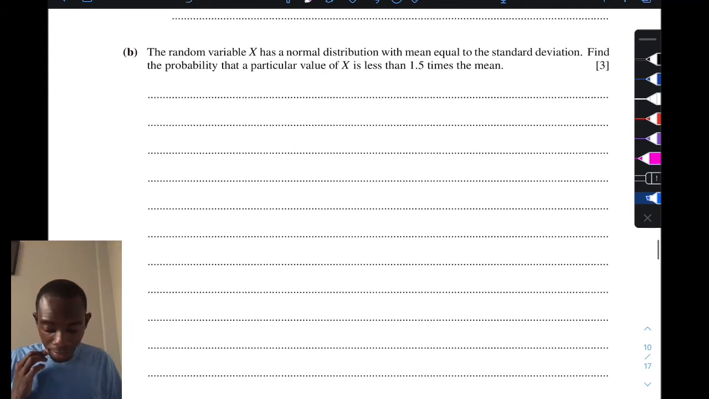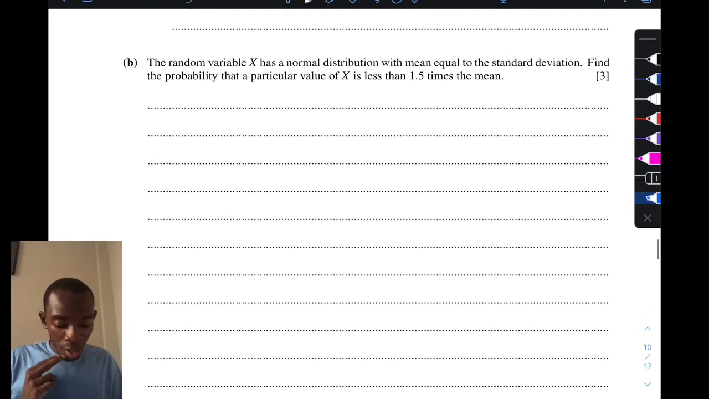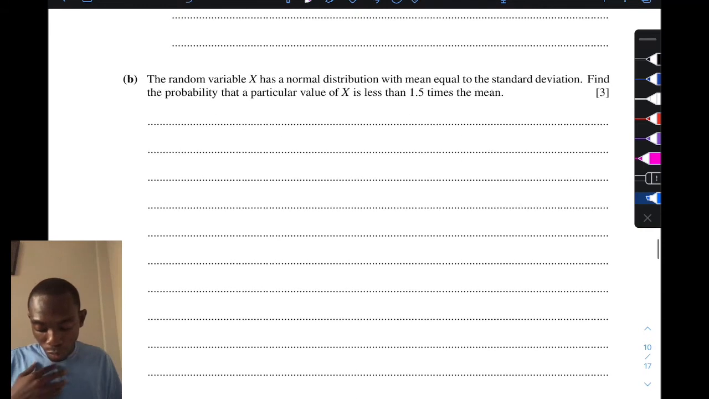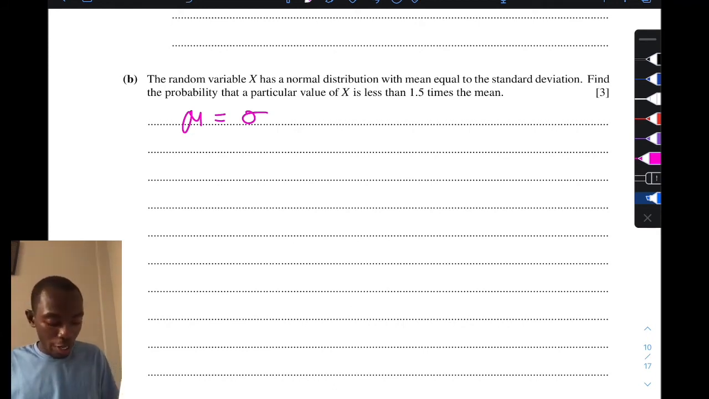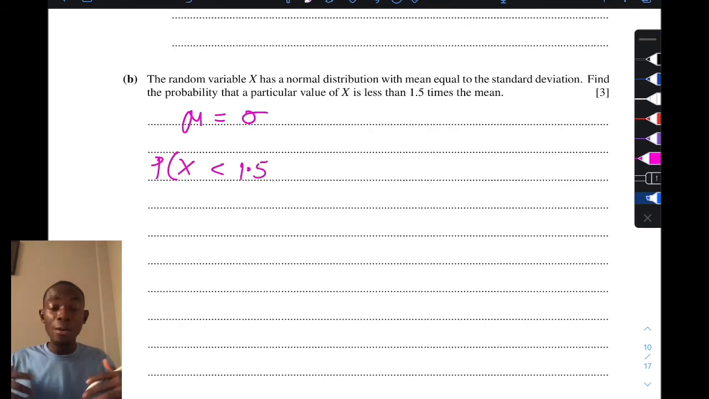Is there any other? Yeah, the B part says that the random variable x has a normal distribution with a mean equal to the standard deviation. Okay, so let's say mean is equal to standard deviation. Then what? Find the probability that the particular value of x is less than 1.5 times the mean. Okay, so x is less than 1.5 times the mean, but we've said the mean is equal to sigma, the standard deviation. So that's 1.5 sigma.